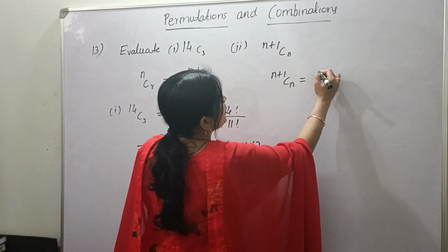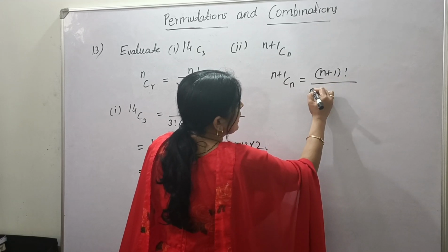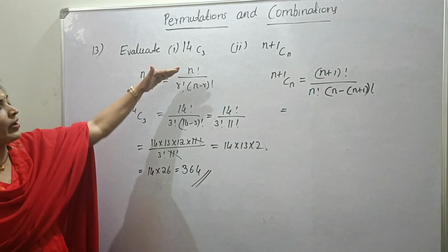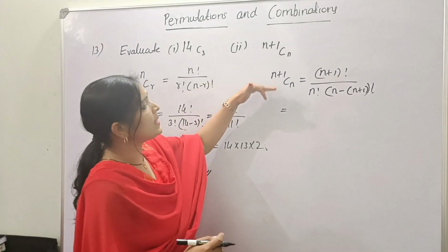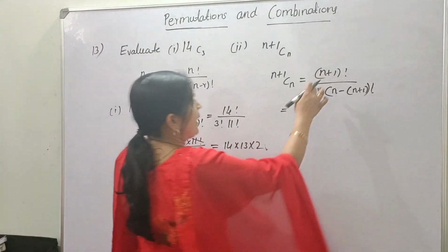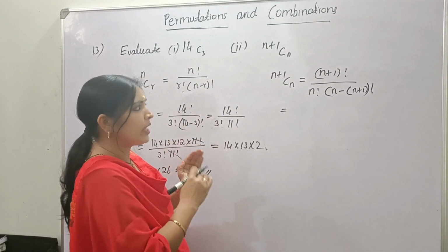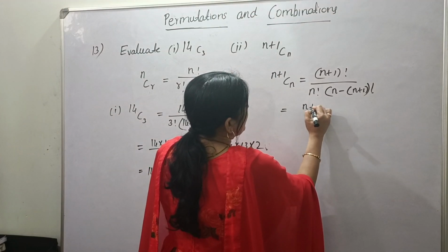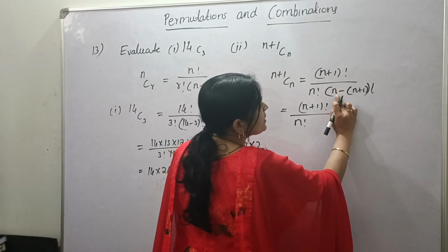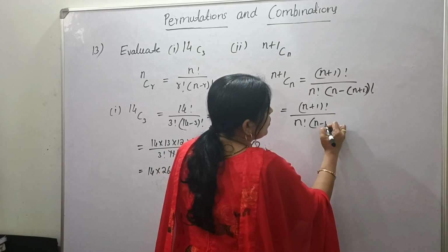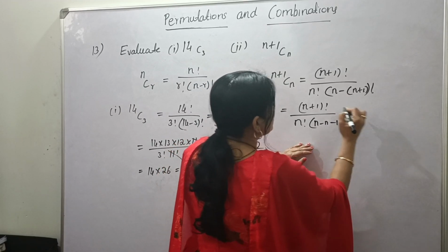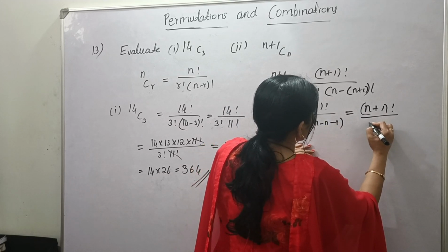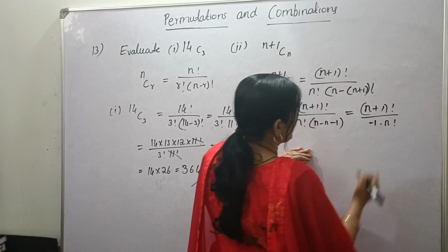N plus 1 Cn is equal to n plus 1 factorial divided by n factorial into n minus n plus 1 factorial, right? NCR is n factorial by r factorial into n minus r factorial. So for n plus 1 Cn, in place of n we put n plus 1, in place of r, n. So n plus 1 Cn is equal to n plus 1 factorial divided by n factorial into n minus n plus 1 factorial.